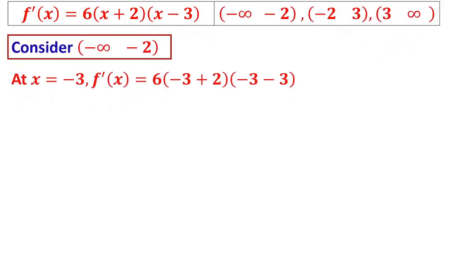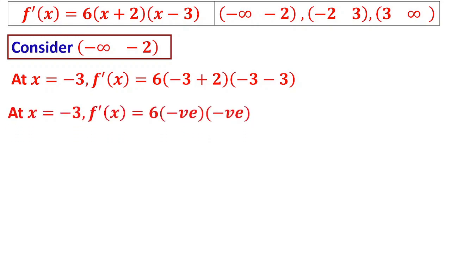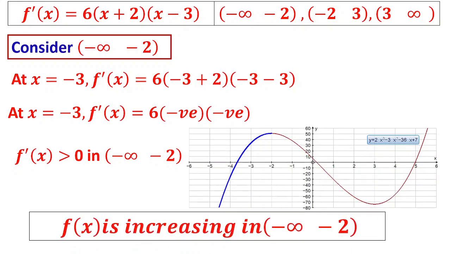I am taking minus infinity to minus 2. A convenient point is minus 3 for me. Therefore here I am not calculating. 6 into minus 3 plus 2 negative, minus 3 minus 3 negative. Therefore you are getting positive. Therefore it is increasing. I am showing you the graph also. From minus infinity to minus 2 it is going up.